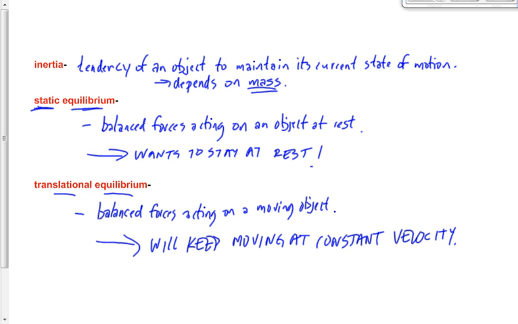A spacecraft hurtling through space at a constant speed is in translational equilibrium. It's moving, it's not going to stop, it's not going to speed up because the forces acting on it are all balanced. It will keep going at the same speed forever. Leah's desk, now it's going to stay sitting there forever unless somebody causes an unbalanced force and takes it out of static equilibrium. Equilibrium means no net force. It's either moving, translational, or static, not moving.